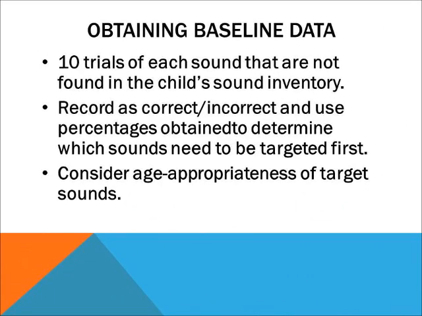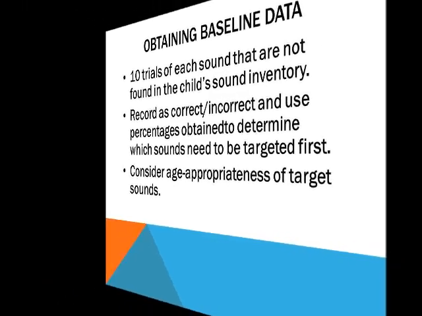To obtain baseline data, the clinician will elicit 10 trials of each sound that was not found in the child's sound inventory. The clinician will record each production as either correct or incorrect and use the percentages to determine which sounds need to be targeted first. Age appropriateness of target sounds will also be considered.